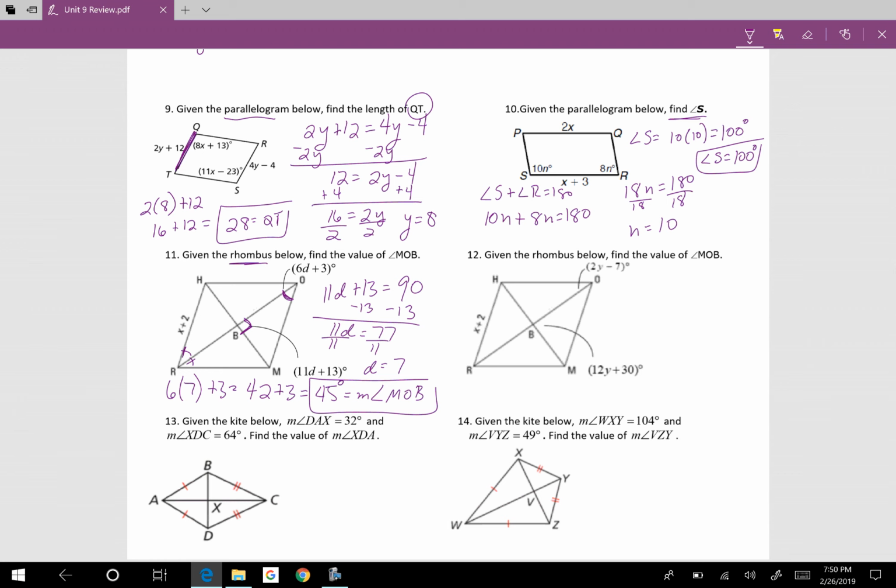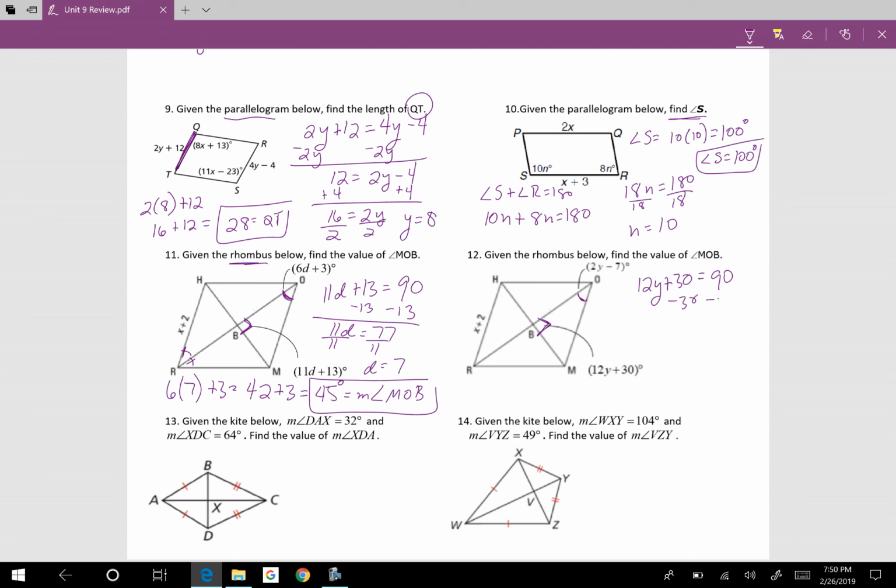Okay, now number 12, same way. We've got this 2y minus 7 right here. And again, we want MOB. So this is the one we want. So it's the same thing. And they've told us here that this 90-degree angle is equal to 12y plus 30. So 12y plus 30 is equal to 90.